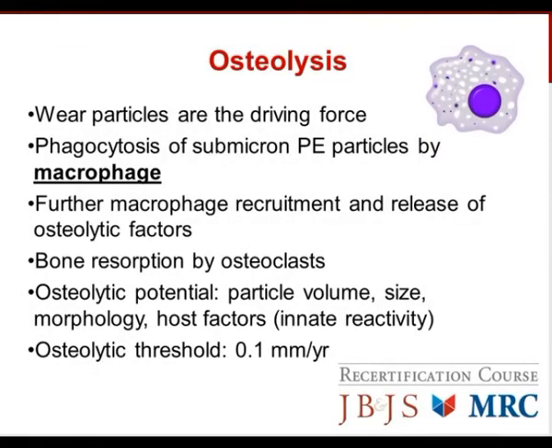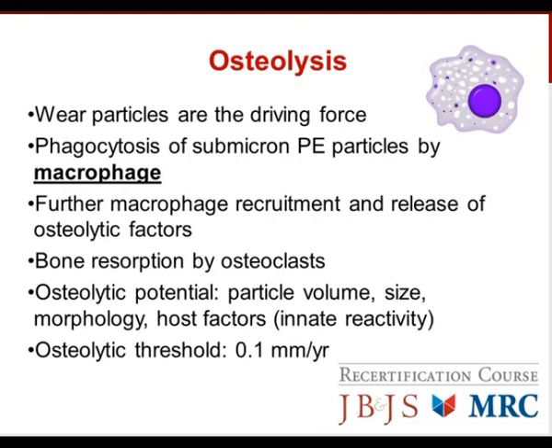Osteolysis, of course, is an important concept to understand. Wear particles, whether that be polyethylene or metal debris, are the driving force behind osteolysis. Osteolysis occurs when the macrophage phagocytizes submicron polyethylene particles. It's important to remember the macrophage is the key cell in osteolysis when we're talking about polyethylene. That's different for metal-on-metal hips, and we'll talk about that in a minute. The macrophage releases the osteolytic factors that ultimately result in bone resorption by osteoclasts. So the macrophage and osteoclasts are the two key cells involved in osteolysis with polyethylene.